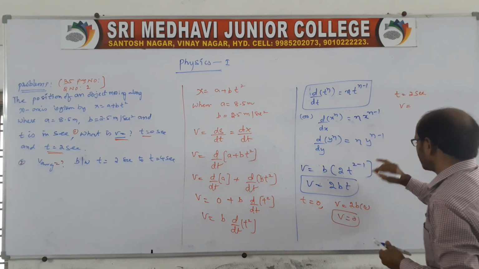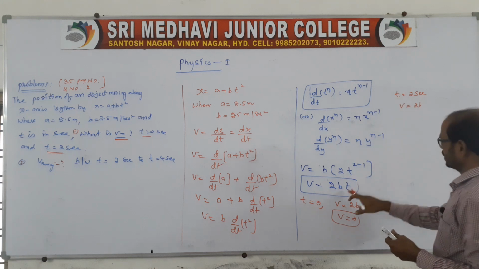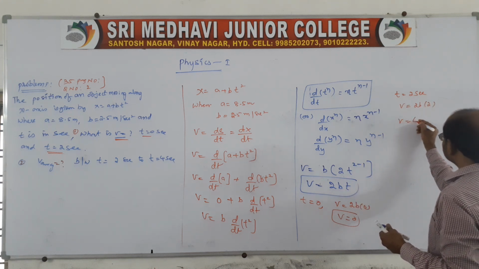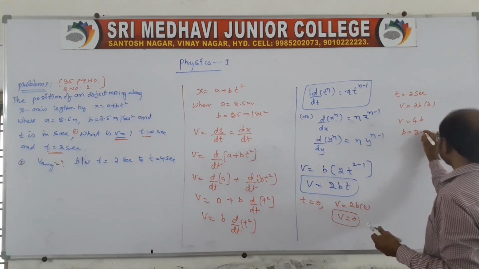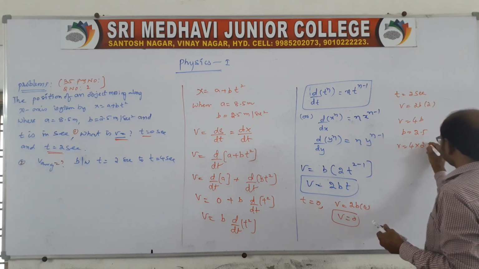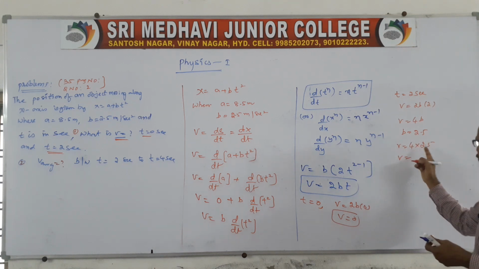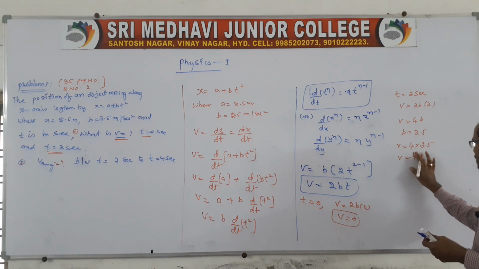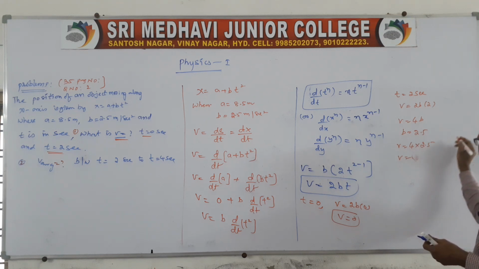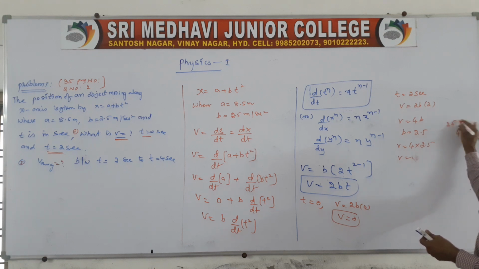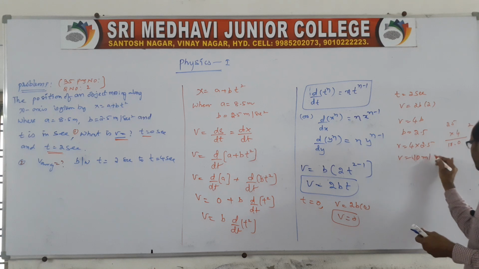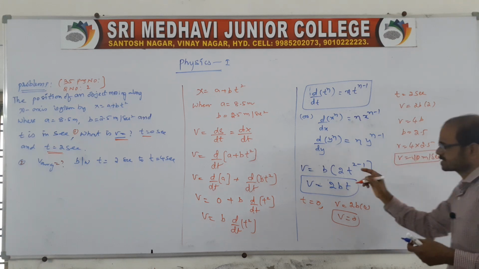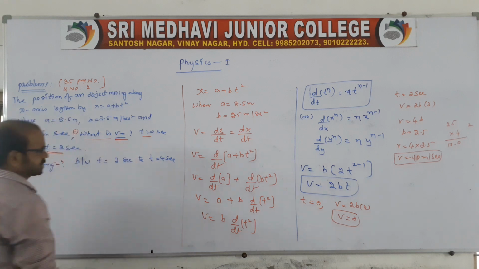For this case, the velocity will be 2 into b, the time being 2, so that it is 4 into b. But here the b value is given as 2.5, so you take b is equal to 2.5, then 4 into 2.5. You multiply this like 4 into 5, 20, so it is approximately 10 meter per second. This is the value of velocity, and the velocity part is finished.